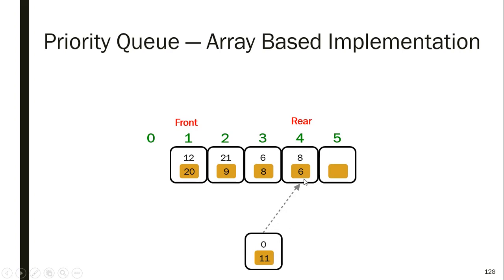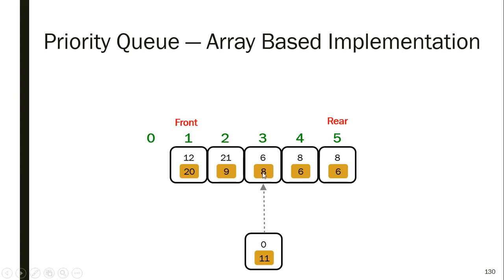And there is still room, so rear is not equal to max, so you can insert it. You will shift in arrays. You need shifting, and that is the basic disadvantage. So you will shift this value to location number 5, increment the rear counter, and then compare it with the next value, I mean with the previous value.